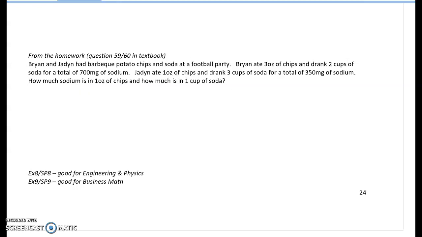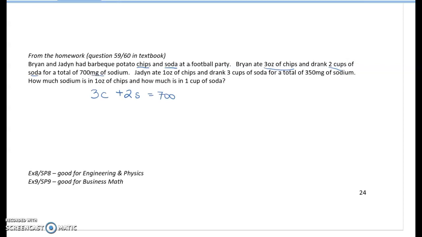You want to pick letters that make sense to you. So you can use C for chips and S for soda, or B for barbecue chips, whatever letters you want. But you want to remember which is which. Again, kind of like the chart, you want to set up which is which. So I'm going to say 3C for the 3 ounces of chips plus 2S, you want to make sure your S's look like S's, for 2 cups of soda is 700 milligrams of sodium.